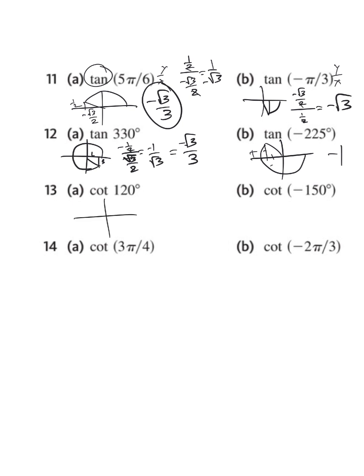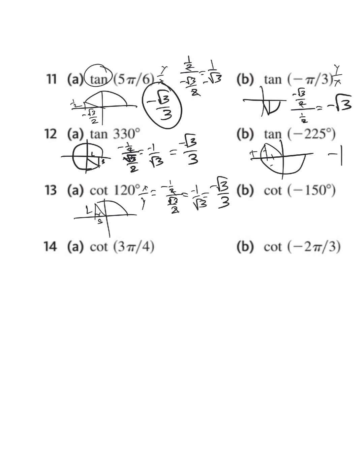Cotangent, 120. 120 is a 60-degree reference here. So that's the short leg and that's the long leg. And cotangent is x over y. X is negative 1/2, short leg. Y is positive square root of 3 over 2. So again, negative 1 over the square root of 3, which rationalizes to negative square root of 3 over 3.